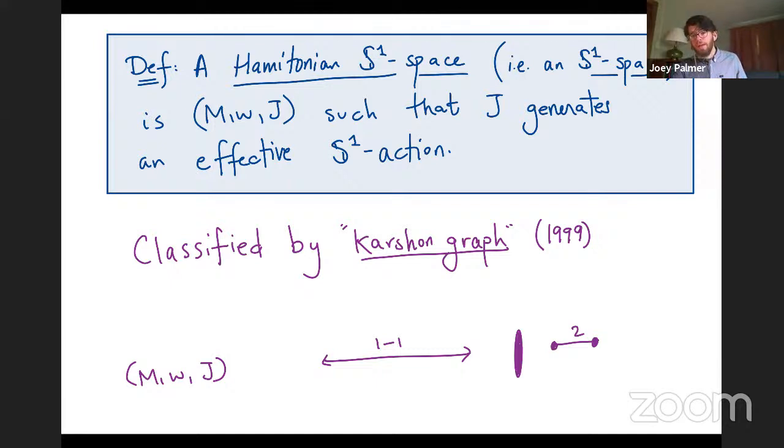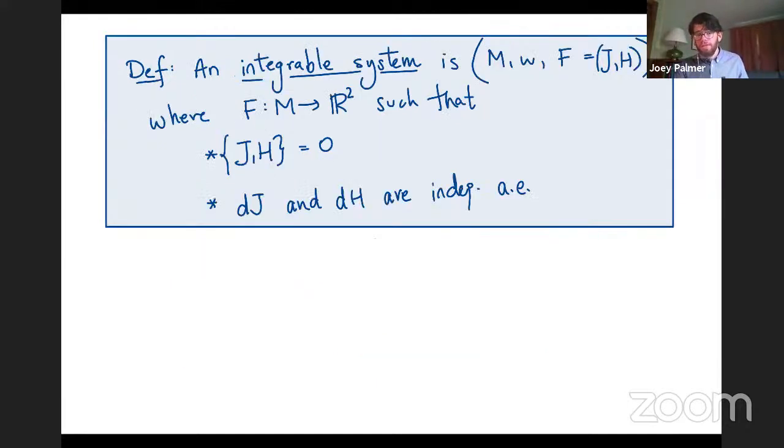The other object that I'll be interested in is integrable systems. An integrable system, again in dimension 4, is just two functions, J and H, which I can put together into one function if I want, the momentum map, such that J and H Poisson commute and are also independent in the sense that their differentials are linearly independent everywhere. Probably all of you have heard of integrable systems. They're motivated by physics. You think of J and H as things like the angular momentum or the total energy of the system, and you want to understand the dynamics.